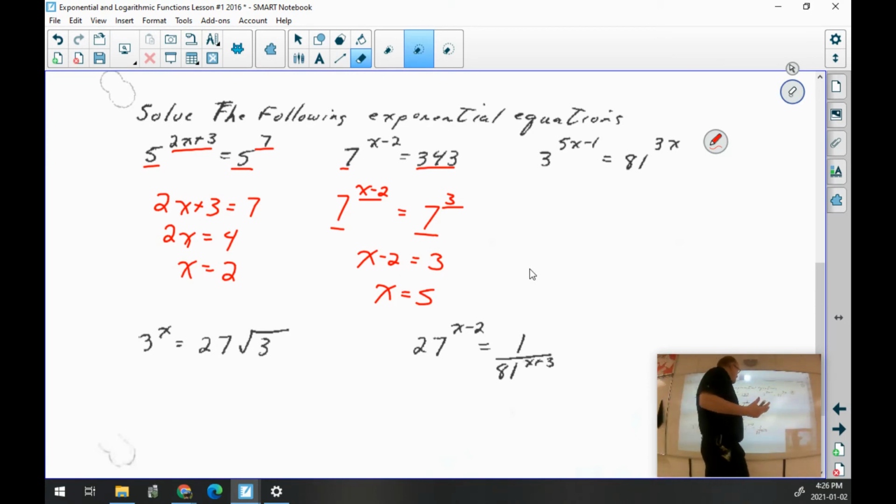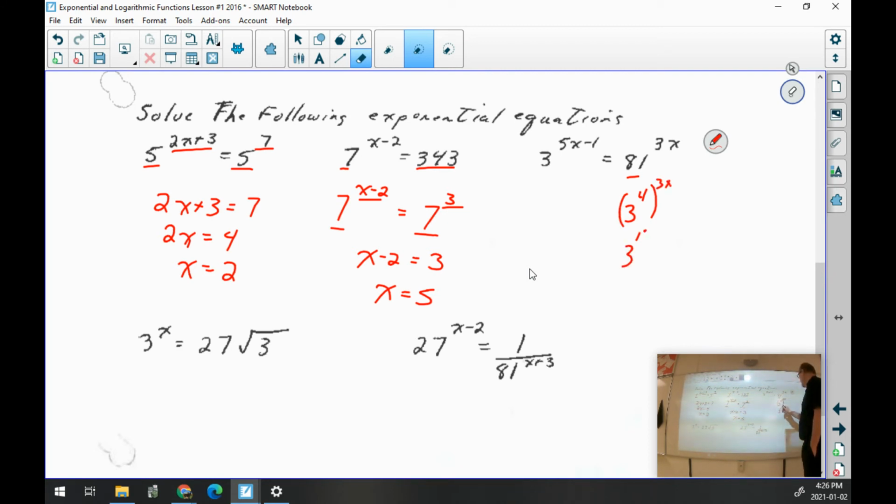Not any different with this one. You have 81, that can be written as 3 to the 4. So we have that reduced down to 3 to the 12x equal to 3 to the 5x minus 1. Our bases are now the same. So 5x minus 1 must be equal to 12x. If the left side is equal to the right side, the exponents are the only things that are going to change. So we have -1 is equal to 7x. X is equal to -1/7.